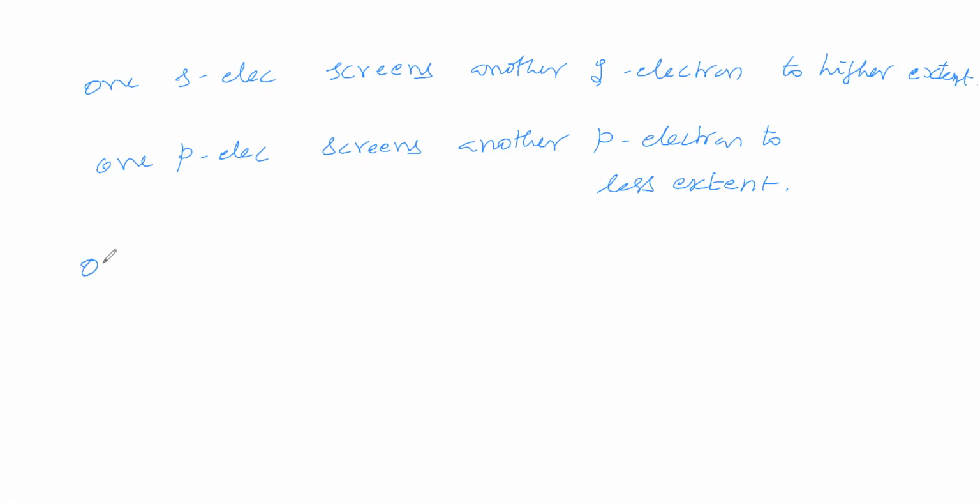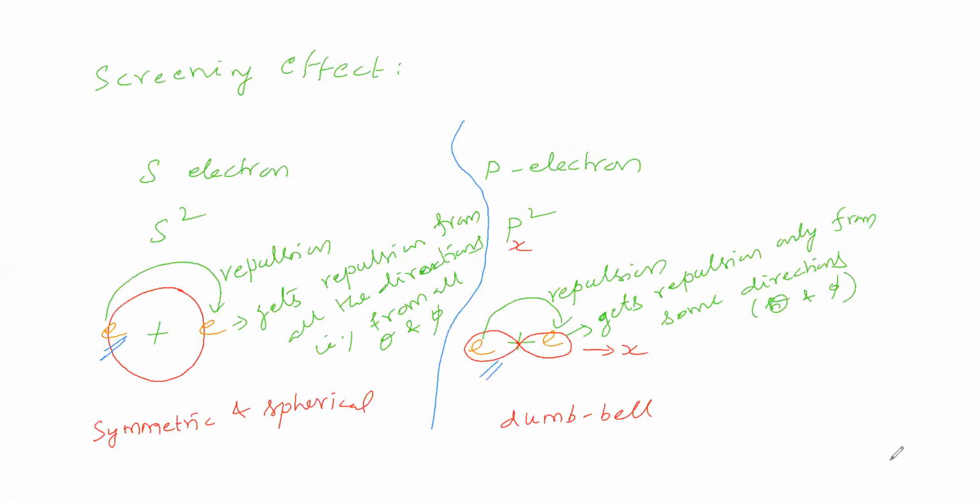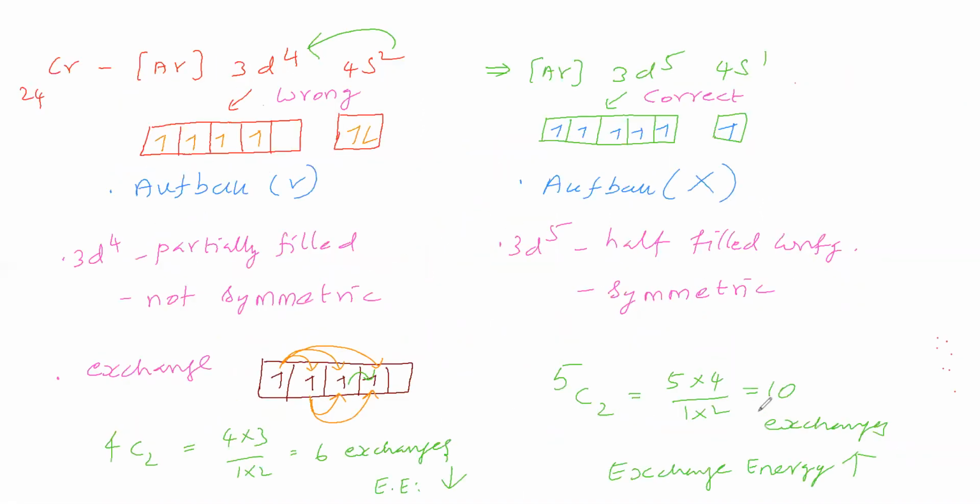So the order of screening effect is s greater than p greater than d greater than f. So s is showing higher screening effect, whereas p is showing lesser screening effect, d is showing still less screening effect. Like this it shows. So we came to know how the screening effect works.